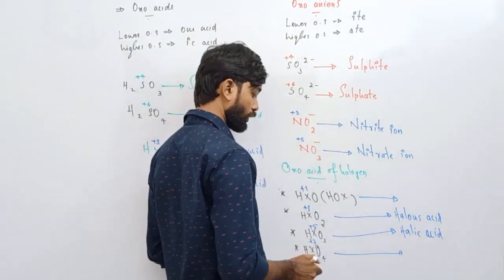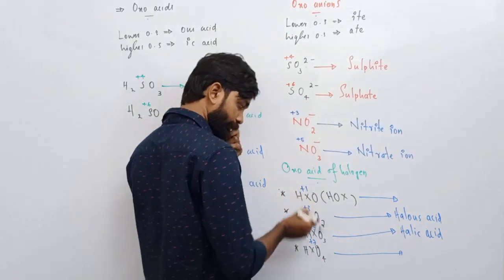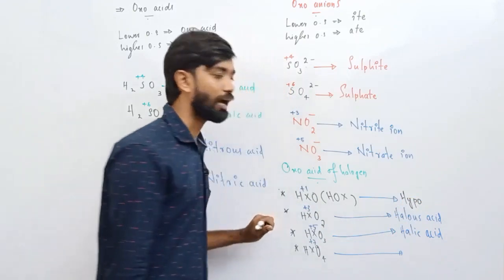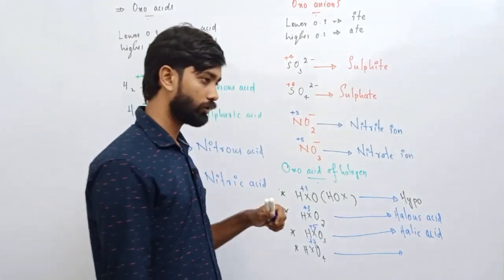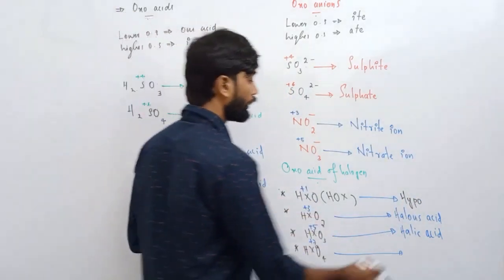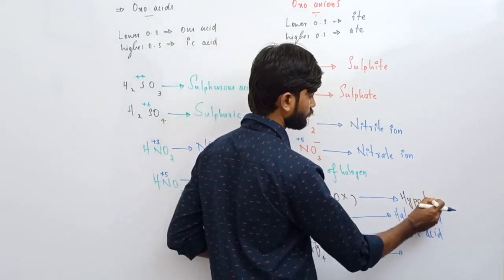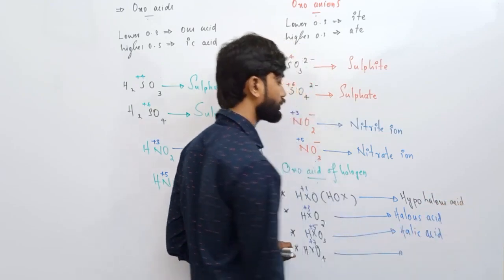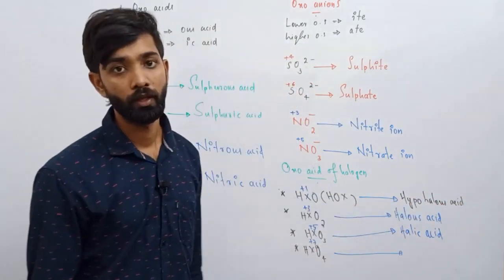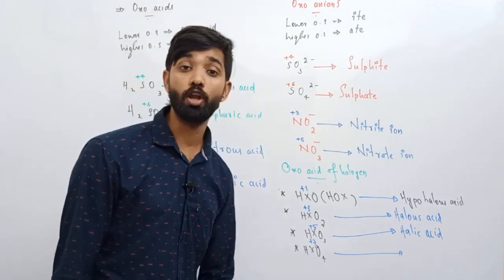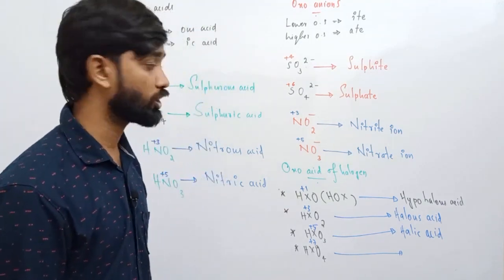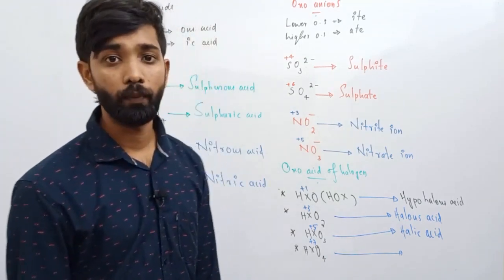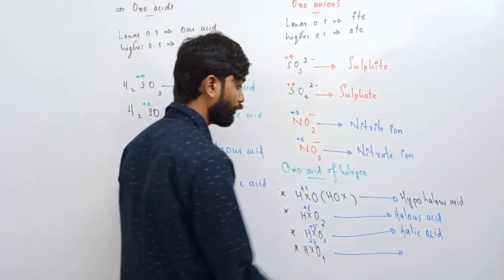Then what about the most lowest one, plus 1? For the most lowest one, plus 1, it is hypo. They have some more term also, that is hypo. It is not simply halous acid. It will be halous because that is the lowest one, but it is not only halous. They have an additional term, hypo. Hypohalous acid. So the oxo acid of halogen with the plus 1 oxidation state has the name hypohalous acid.